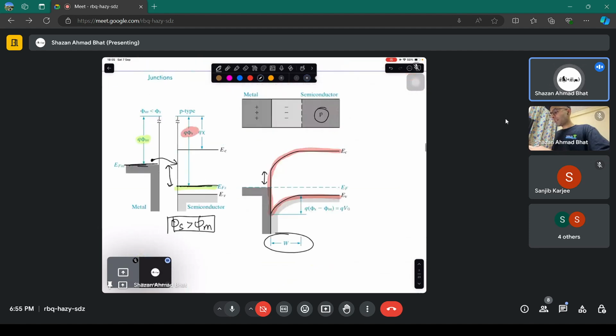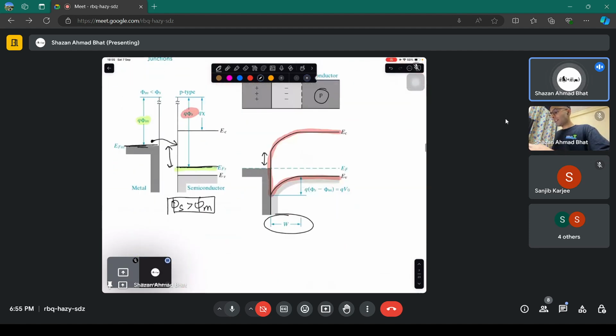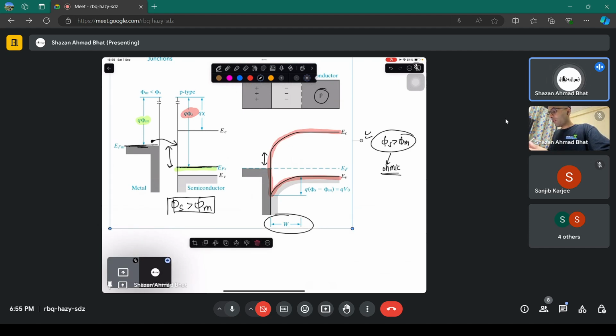Now let's see what happens. If you have, let's say, this particular case where the work function of the semiconductor is greater than that of the metal, you call it ohmic. Why do you call it ohmic? Because if you have some electrons present here, they can just drop down into this whenever you apply any potential, because it's not a hill for the electrons here anymore.